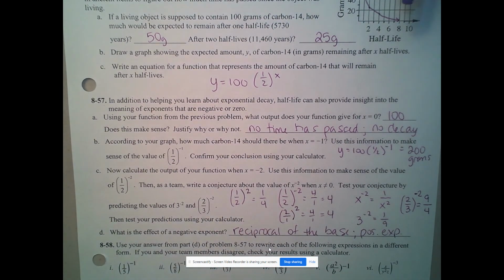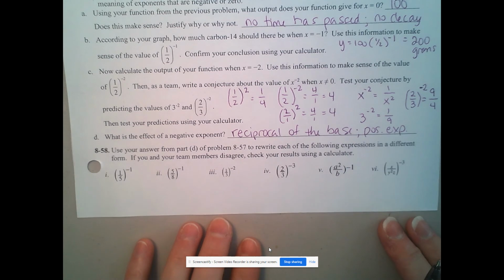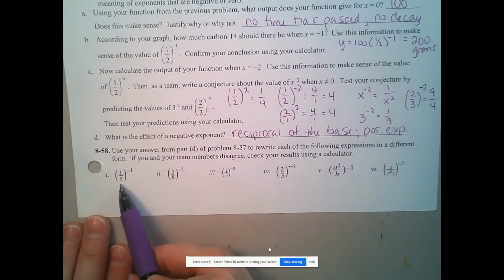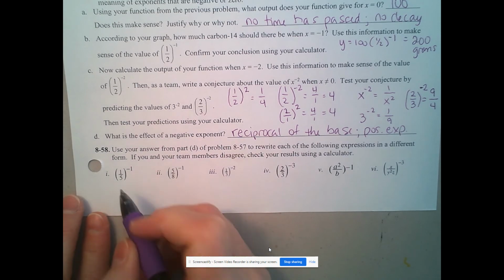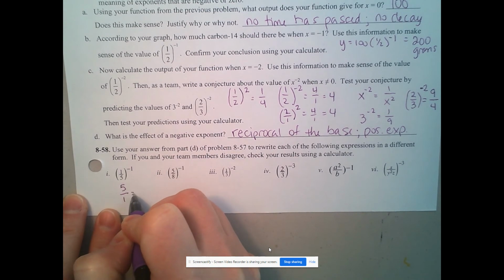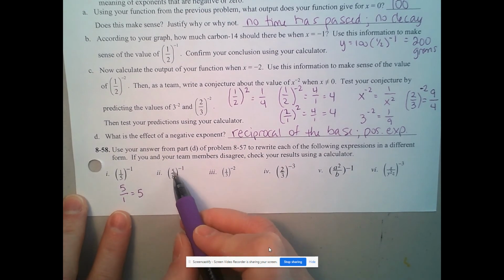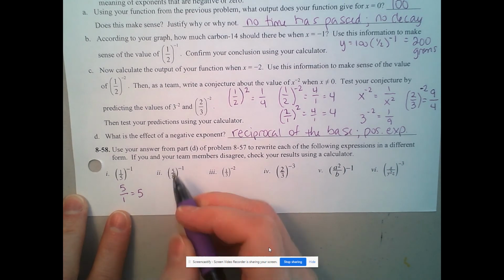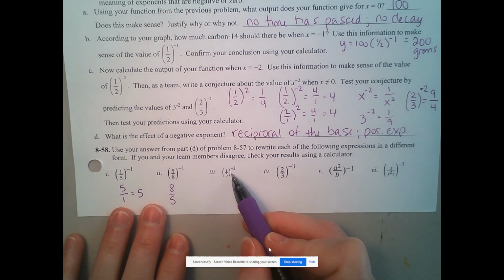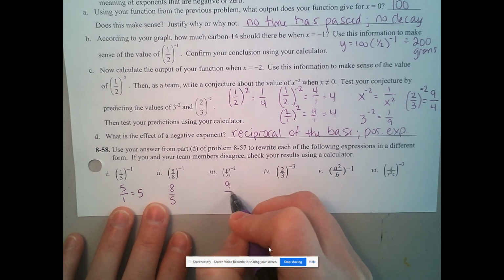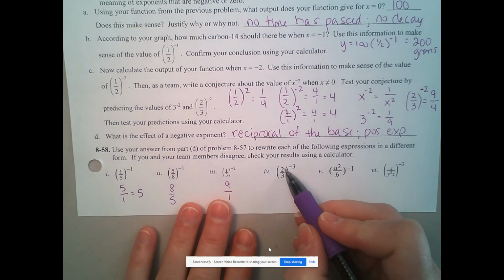Last but not least, just a few for us to practice at the bottom. So 1/5 to the -1st. Well, 1/5 to the first would be 1/5, but then if we took the reciprocal, 5/1 or just 5. 5/8 to the first would be 5/8, but since it's to the -1st, we need the reciprocal, 8/5. 1/3, well, 1/3 to the second would be 1/3 times 1/3, which is 1/9, but the reciprocal would be 9/1. 2/3 to the negative third.